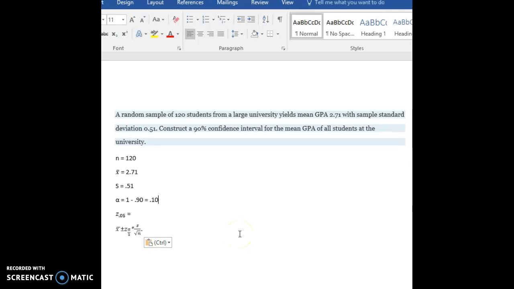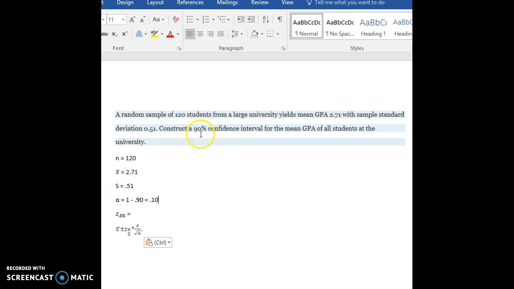All right, now we have a random sample of 120 students from a large university, which yields a mean of their GPA at 2.71 with a sample standard deviation of 0.51. We want to construct a 90% confidence interval for the mean GPA of all students at the university. So let's notice our sample size is 120. Our mean x bar is 2.71. Our sample standard deviation is 0.51.